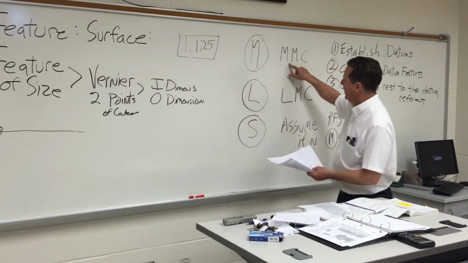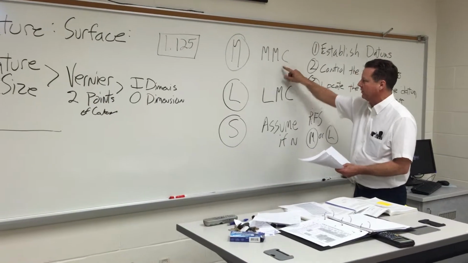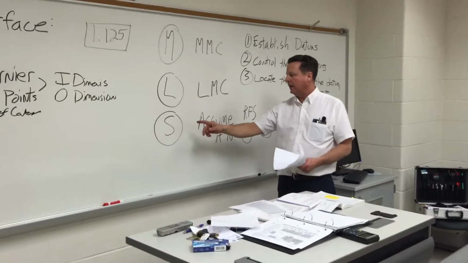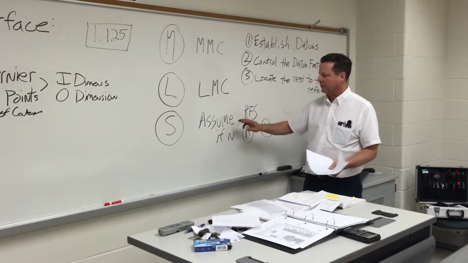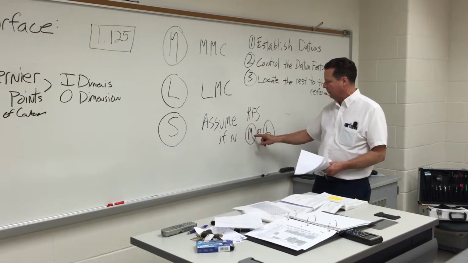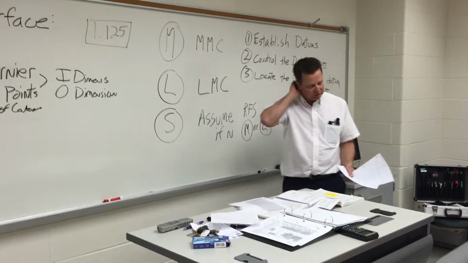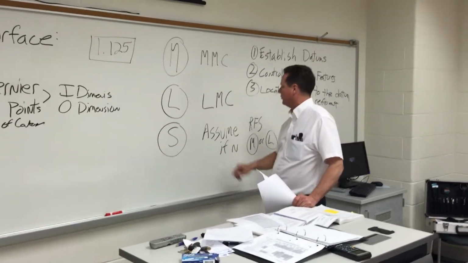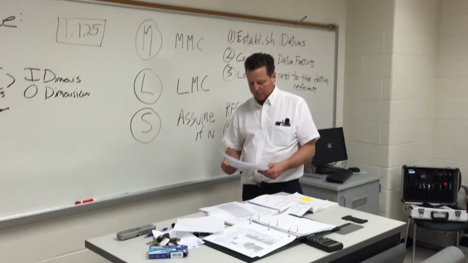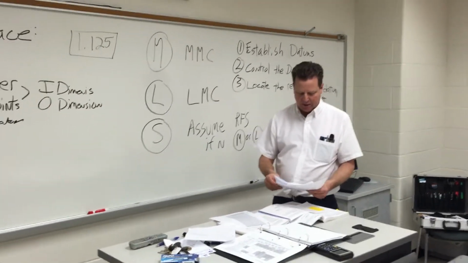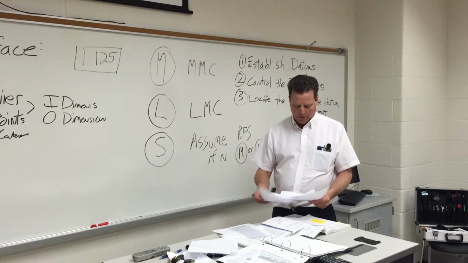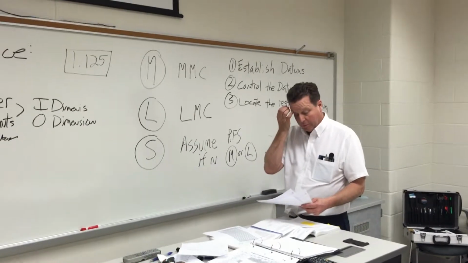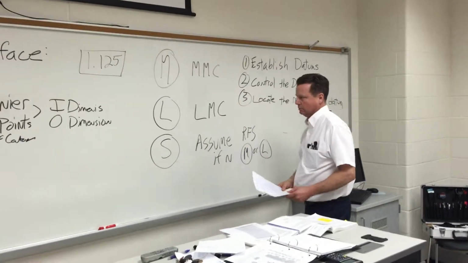M means MMC, the abbreviation for maximum material condition. L, least material condition. S, if you don't see S, assume it's there. If you don't see maximum material condition or least material condition on a print, assume that that dimension is regardless of feature size. I tried to describe what regardless of feature size meant, but I remember having you guys write all that down.